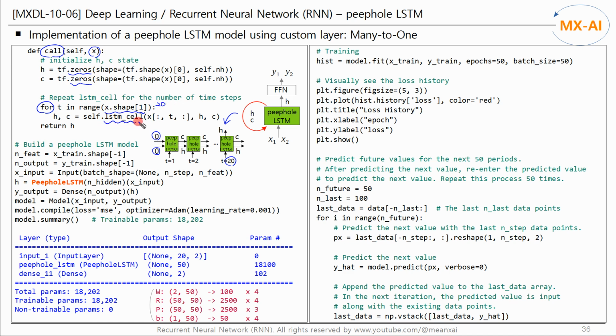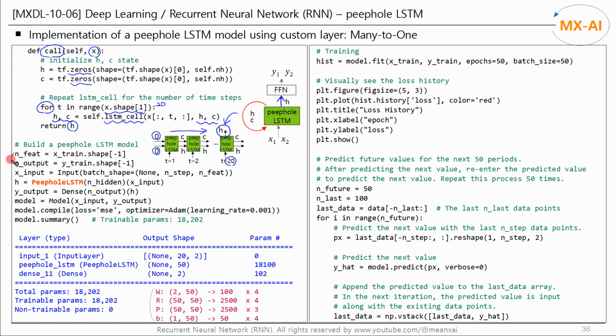We use the LSTM cell function written above to get H and C. H and C become the inputs for the next time step. At the end of the iteration, the final H is returned to be passed to the output layer. Since this is a many-to-one model, only the final output H is passed to the output layer. The final H contains all the information from the previous time steps. That is, it contains information about the sequence data from the past to the present.